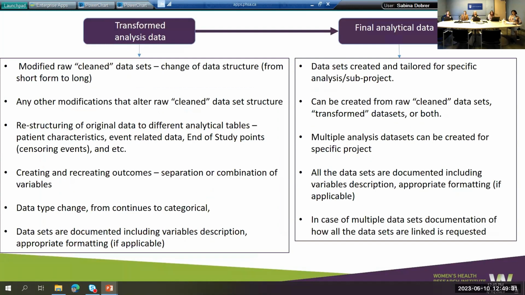The transformed analysis file, as I said, is the modified raw clean data set where we can change the structure and do any other modification. We can divide it into tables or combine tables. We still keep most information the way it was. We can change data types. For example, we can combine categories. We can decide that a continuous variable is not the best fit for the model. We can add an additional categorical variable and so on. And by mixing and matching all the data sets we've already created, we're doing specific final analysis files tailored for a specific project.